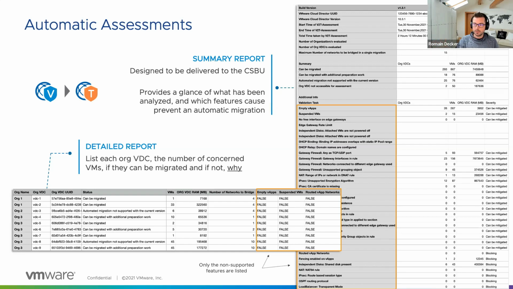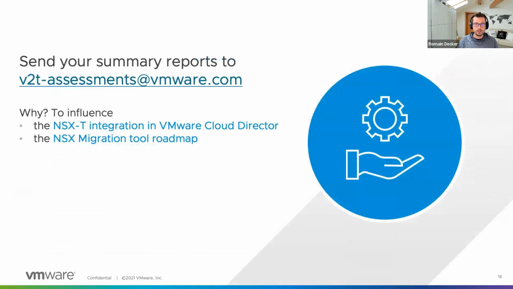And we took those assessments and we asked since May to send the assessment reports to that email alias. So read them carefully. And we actually compiled all the assessment reports that we received to shape the roadmap of both the NSX migration tool and on which features we should focus on for the next versions, but also to influence the roadmap of the NSX-T integration in VMware Cloud Director. And we have data on hundreds of thousands of workloads. So it's really helping us to define the future of the roadmap.